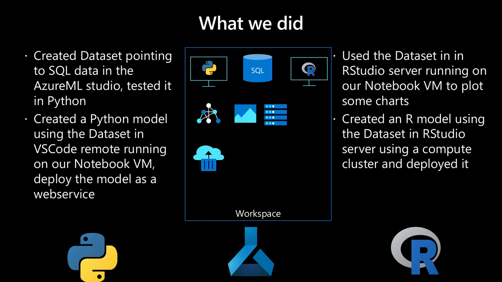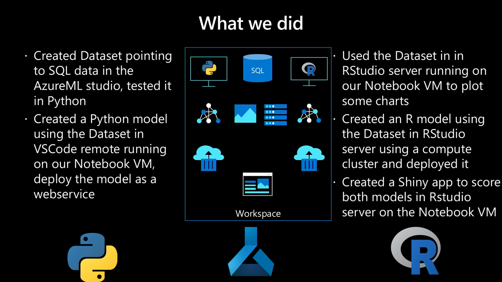And then we created an R model using the data set in our Studio server using a compute cluster, right? So that's the little icon there, to the left of the model. And then David created a Shiny app that would score both models in our Studio, and so we can see the results. That could have been a .NET app, it could have been a Java app, it could have been anything.